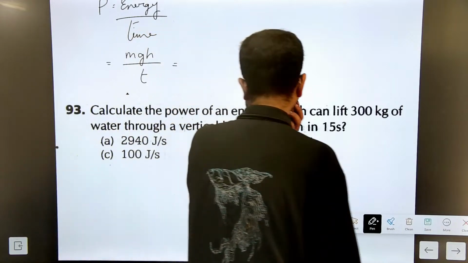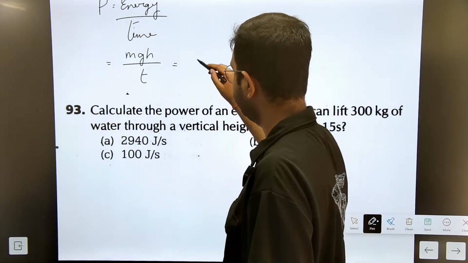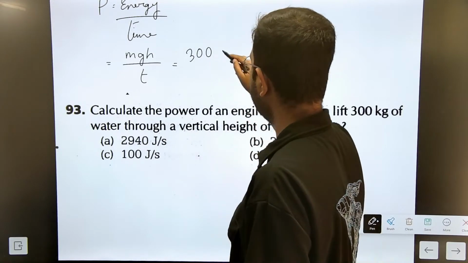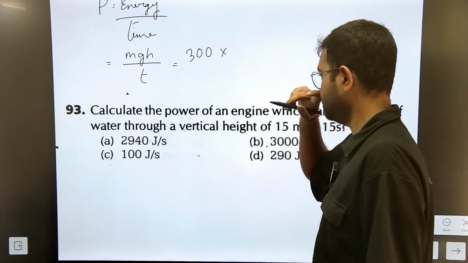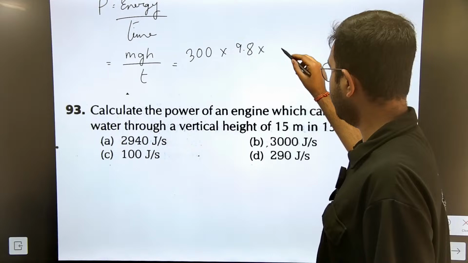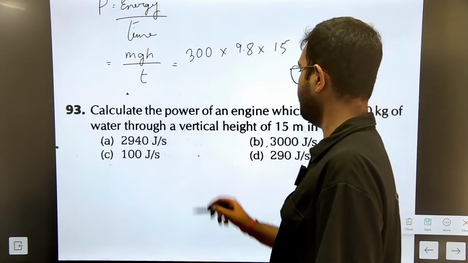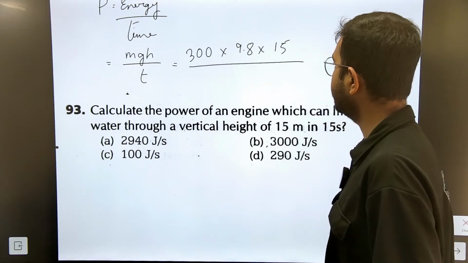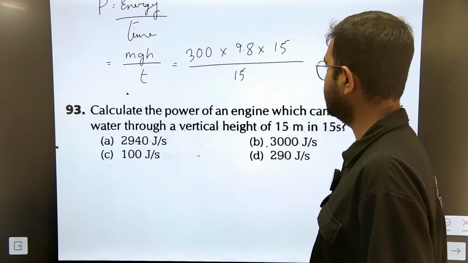Now we have the value for m. The value of G is 9.8. The value of H was given as 15. Okay? And the time was given as 15 seconds. Okay?